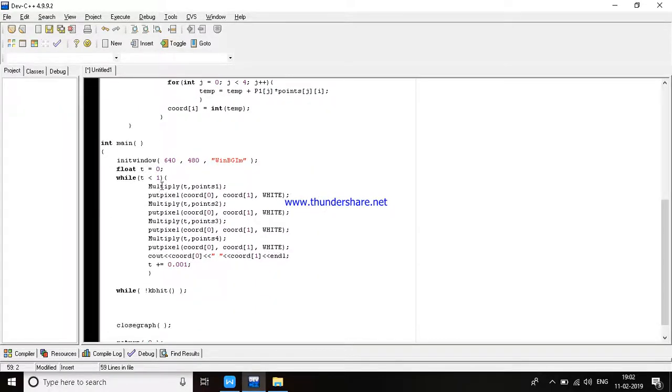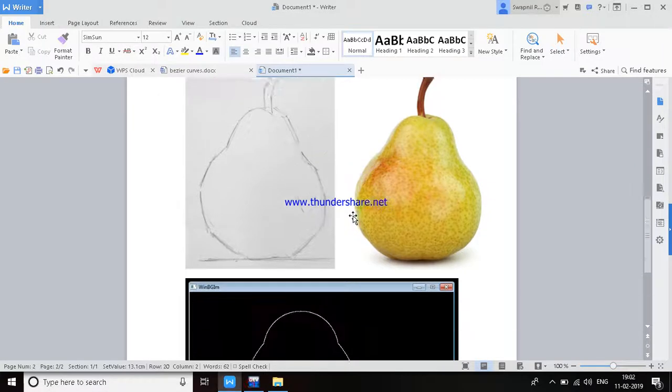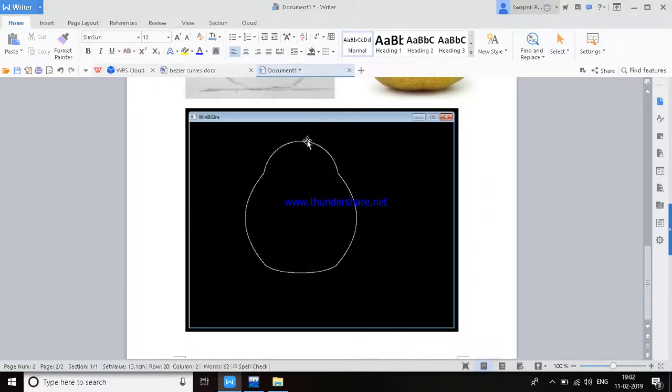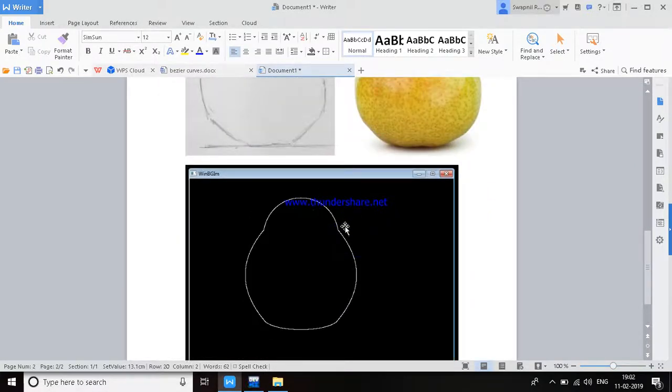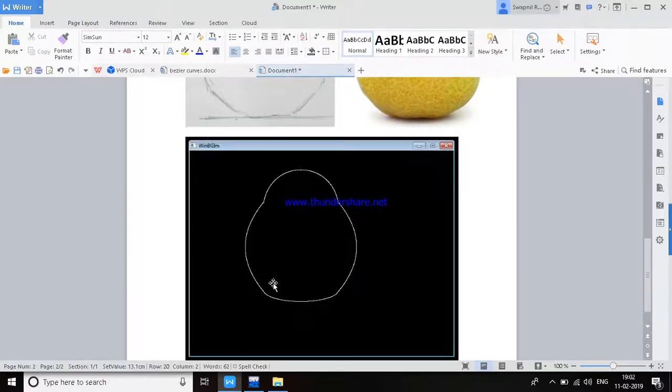Then we just use the multiply function, and whatever coordinates we get at every value of t, we plot using the putpixel function. You can see the output which we get. I'm not drawing the top, but my basic idea was to just draw the curvy part. You can see it's pretty much identical to what we were aiming for.